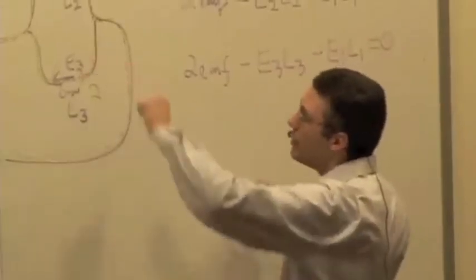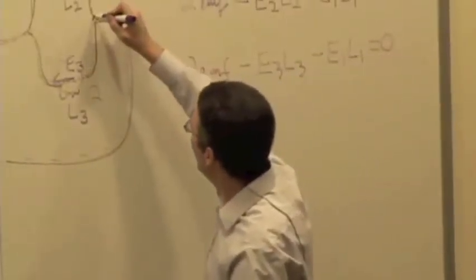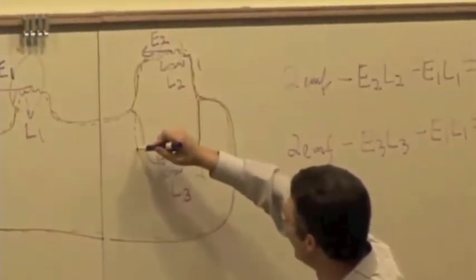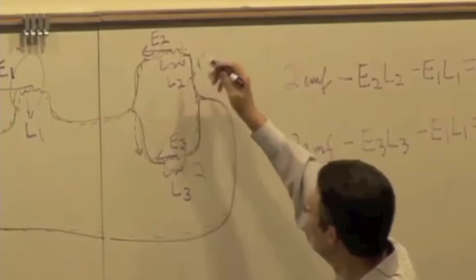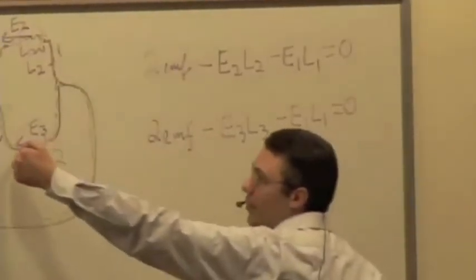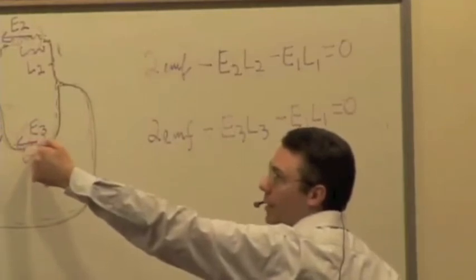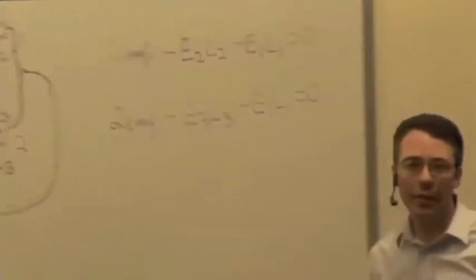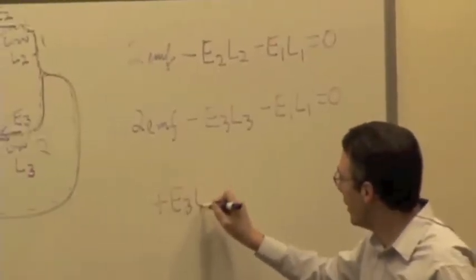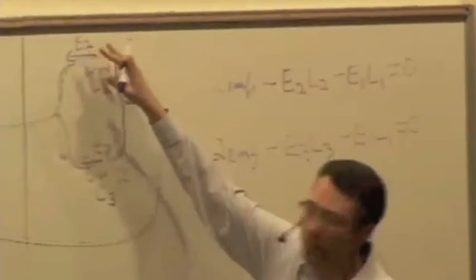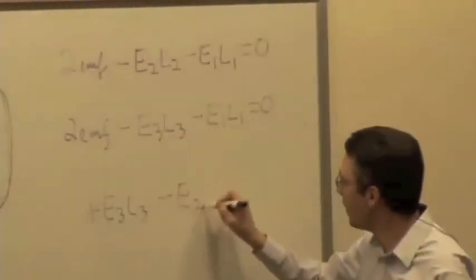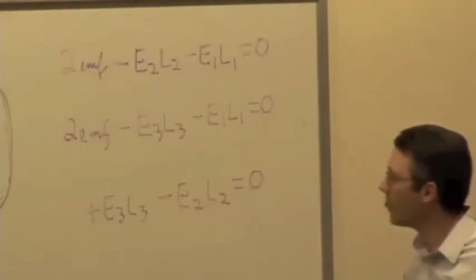Okay. So let's pick a direction here. It doesn't matter, but let's say we're going counterclockwise. If I go counterclockwise through bulb number 3 here, I'm going opposite of the direction of the electric field, so that gives me a positive, right? So I have positive E3L3. But then if I go through here in the same direction as the electric field, that's a negative, right? So minus E2L2 equal to 0.